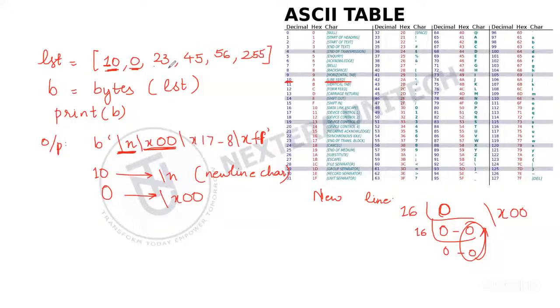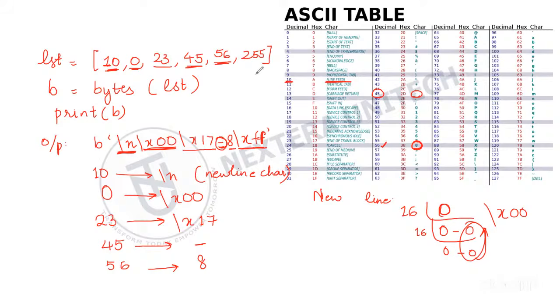And then we have 23. 23 is written as the hexadecimal value \x17. And then we have 45. In decimal numbers, where is 45? Here we have 45, which is a hyphen. That is why the hyphen value is our 45 value. And then we have 56. If you see, where is 56? Here we have 56, it is the character 8. So 56 is mapped as 8. And last, \xff. So we have the 255 value, which is mapped as \xff.